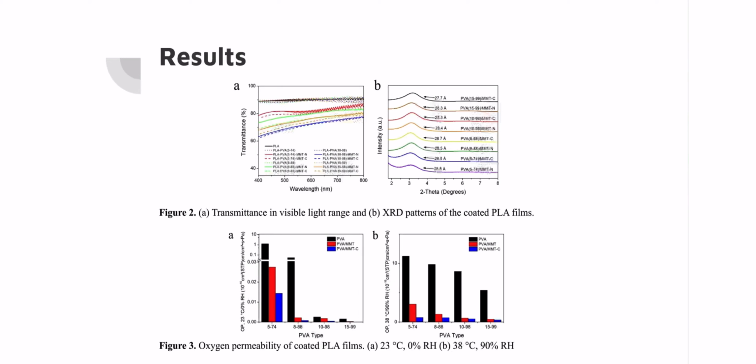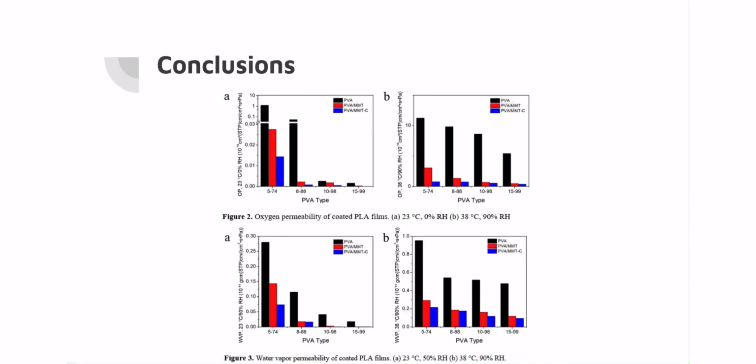Oxygen permeability and water vapor permeability were also studied. We can conclude that the oxygen transmission and water vapor transmission data reveal that high degrees of hydrolysis improve the barrier properties of the nano coatings, so with an increase in degree of hydrolysis of PVA, the oxygen transmission and water vapor transmission of coated PLA decrease.